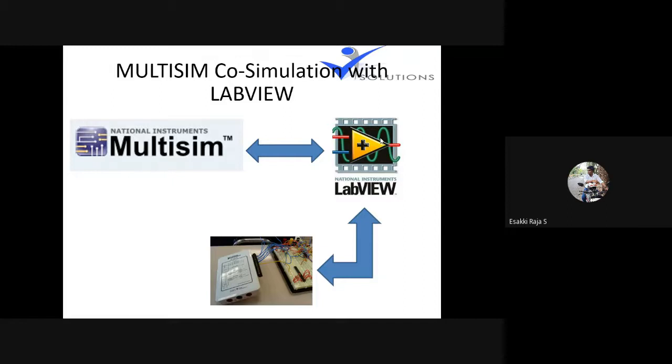Another use case is, for example, a simple converter. Let us consider a DC to DC converter. In a DC to DC converter, we will be using a MOSFET, right? For the MOSFET, we have to give a gate pulse, because based on the gate pulse only we are going to boost the voltage.